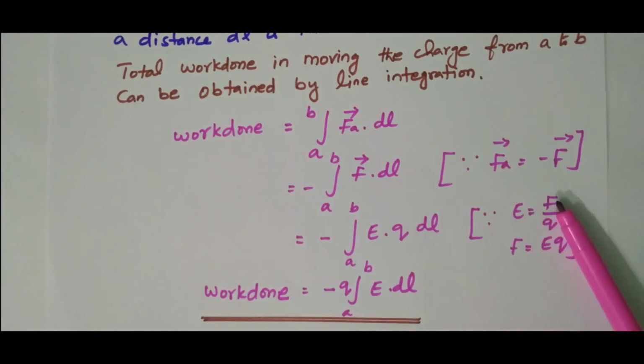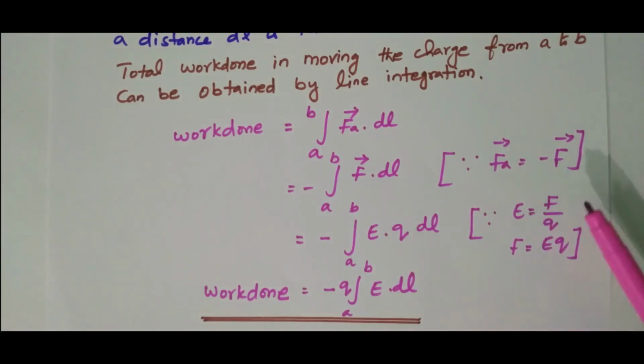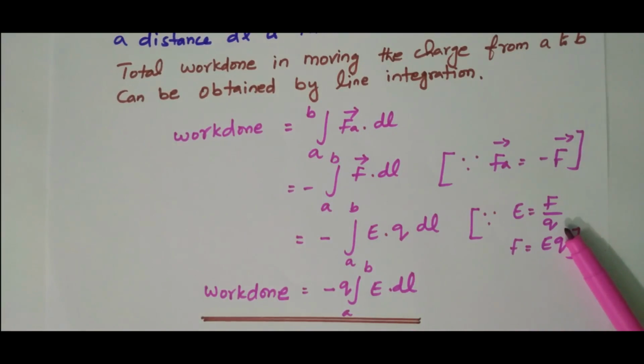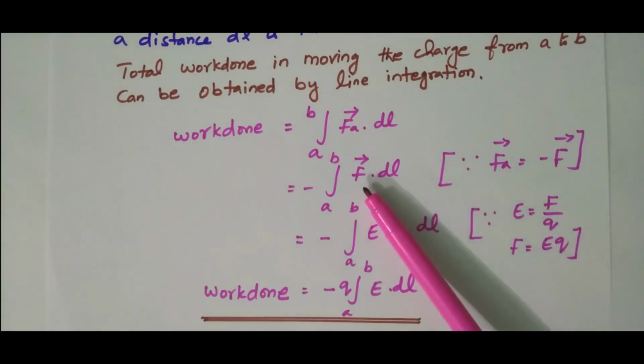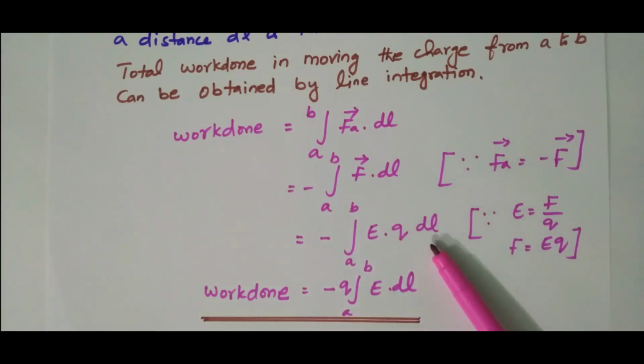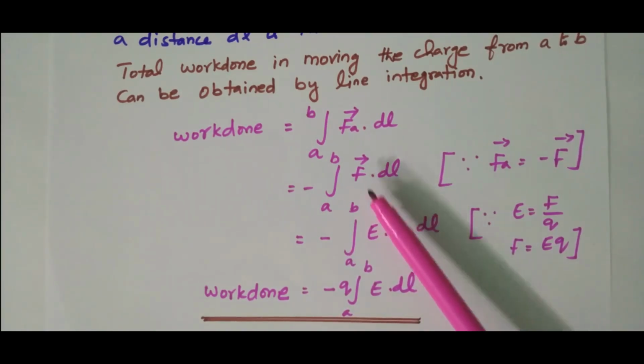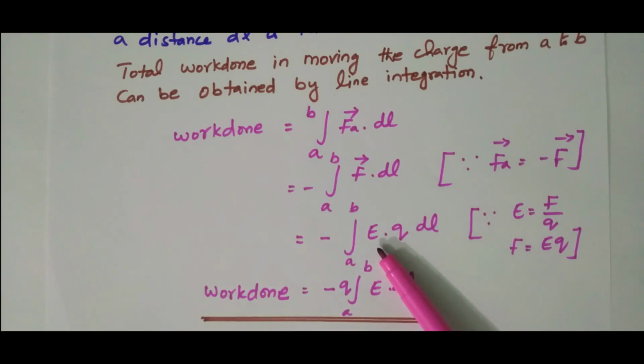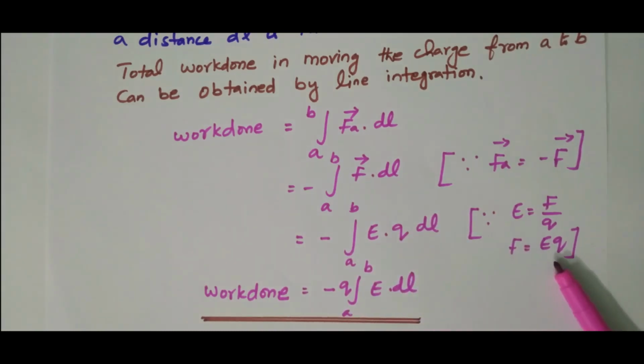But E equals F by Q. Electric field intensity equals force divided by charge. So cross multiply this: force equals electric field into charge. F equals EQ. So we can replace this F with E into Q dot dl. Right? Now the force is replaced with electric field intensity and charge from this relation.